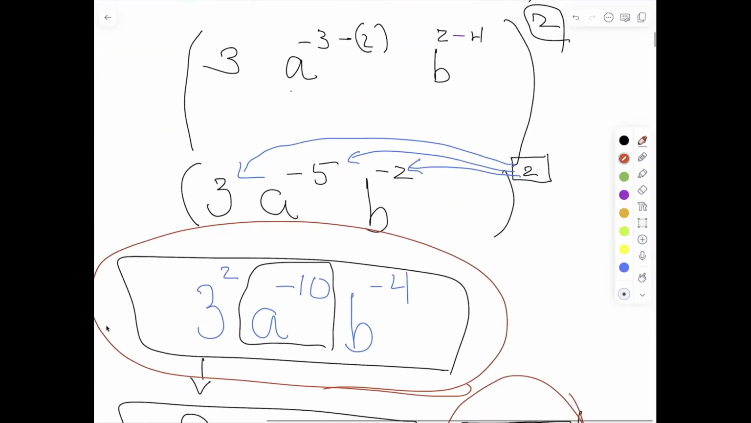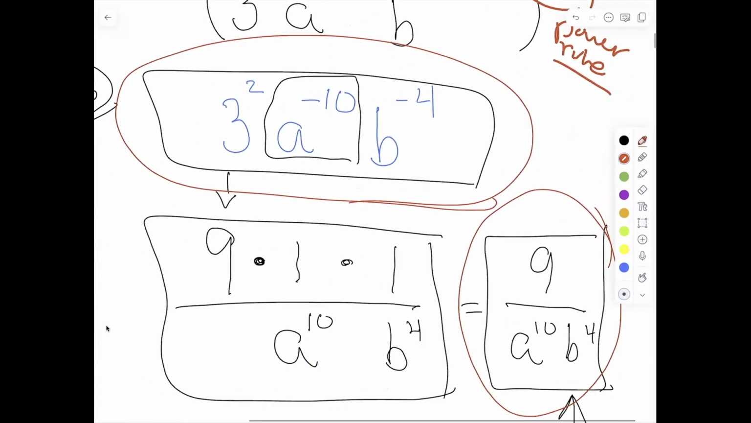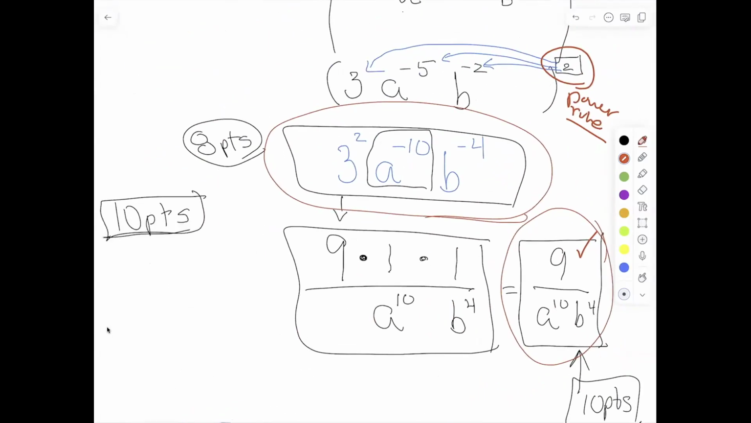And now we can distribute using the power rule. And then, am I done? No, because I get a to the negative 10 and b to the negative fourth. That means I have to take the what? When I have a negative power, the reciprocal. And that's why my answer is 9 in the numerator, a to the 10th in the denominator, and b to the fourth. And it becomes positive. You will see this problem on tomorrow's exam.